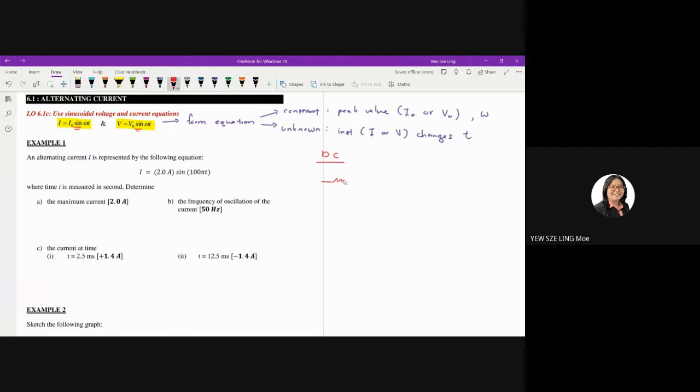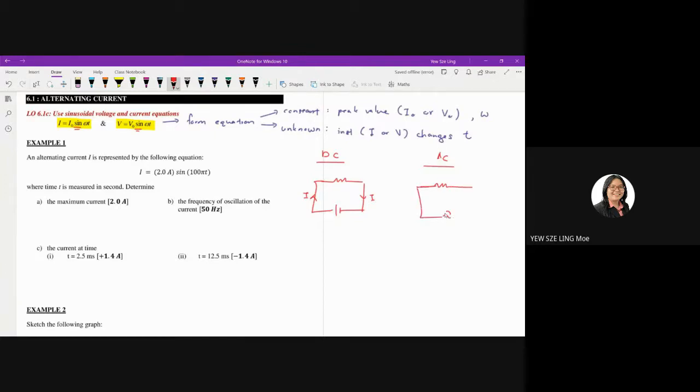Now, for example, this is our resistor. And a typical DC source is the battery. When it comes to the battery, the current is just flowing in one direction. It has just one direction. But when it comes to AC, what happens is that now the current keeps changing direction.